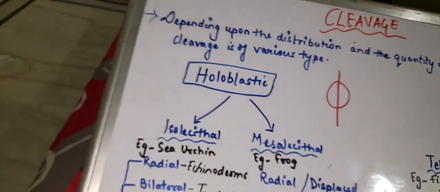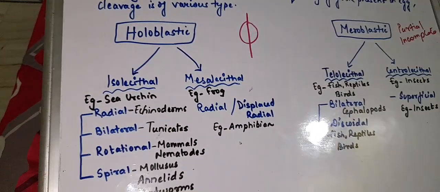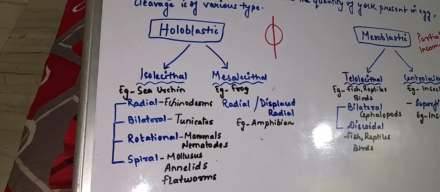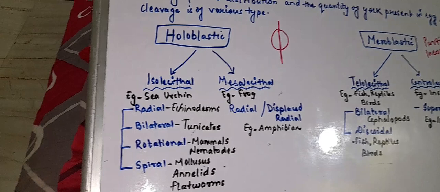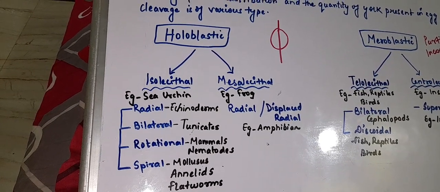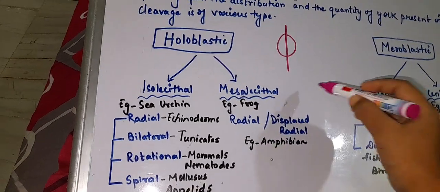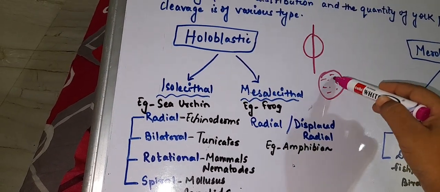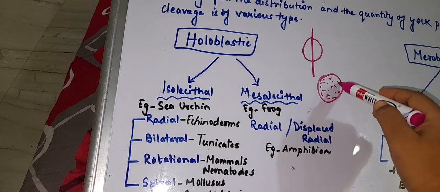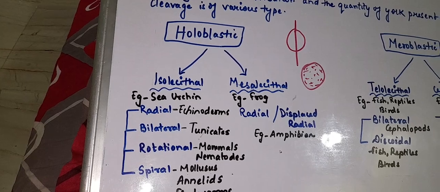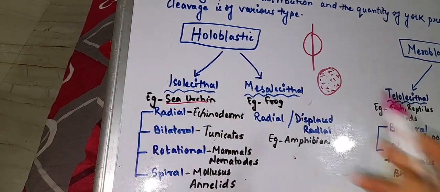So depending upon the distribution of the yolk, holoblastic cleavage is of two types: isolecithal, mesolecithal. What is isolecithal? Isolecithal is if the egg contains evenly distributed yolk, uniformly distributed yolk, then it is isolecithal. This type of cleavage is seen in sea urchin.